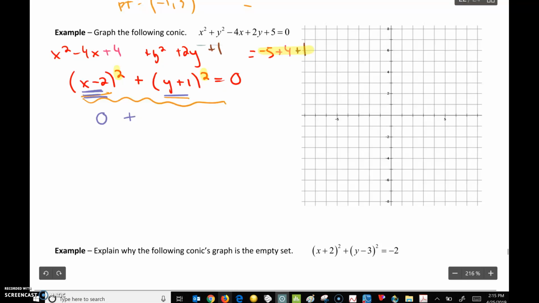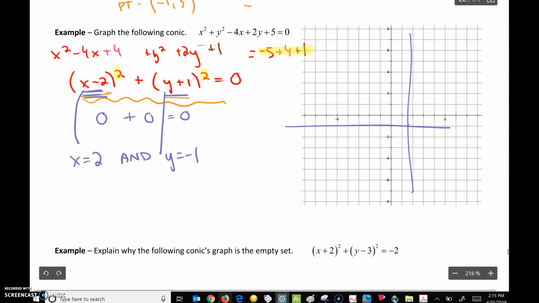And if this number inside was a 0 and you squared it, you get 0. You could get one solution. The solution would be when this is equal to 0 and when this is equal to 0. So what do we call all the points where x is equal to 2 and y is equal to -1? Well, it's just that point, (2, -1). So if you recall, a point is one of those degenerate conics.